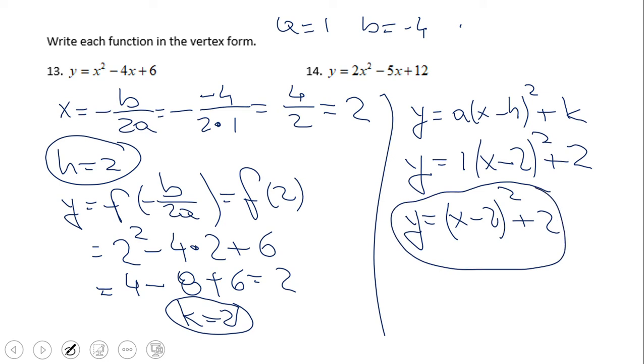So this is the standard form, and the other one is the vertex form. They both represent the same equation. Go ahead and try number 14.